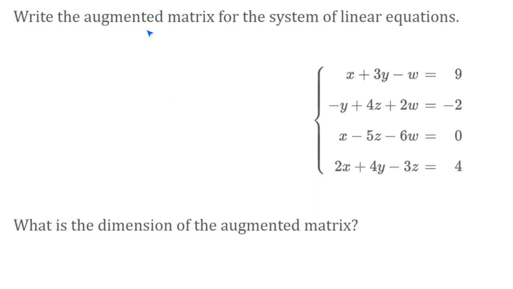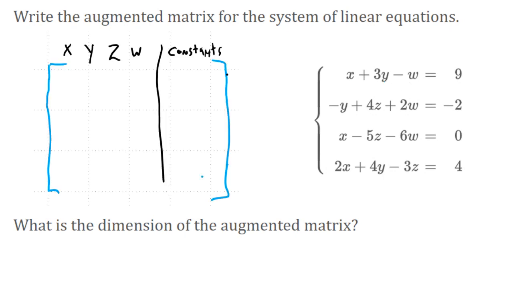Okay, so it says write the augmented matrix for the system of linear equations, and then what is the dimension of the matrix? Here we have an x, a y, a z, and a w, and we want to make sure that we include all of those, right? So we have x, y, z, and w. And then we have our constants.